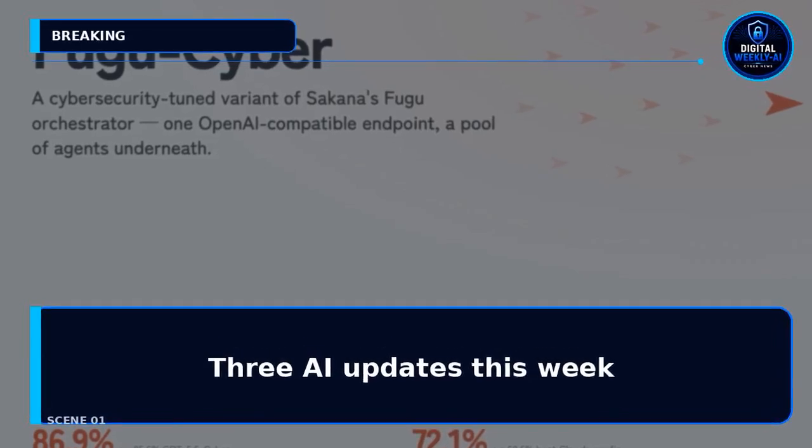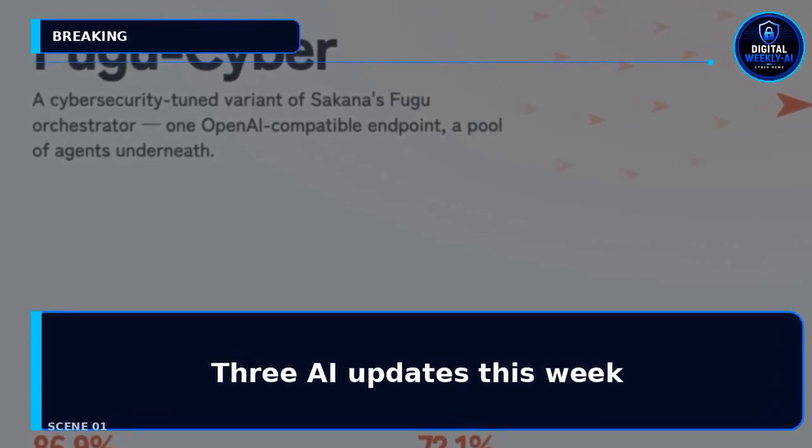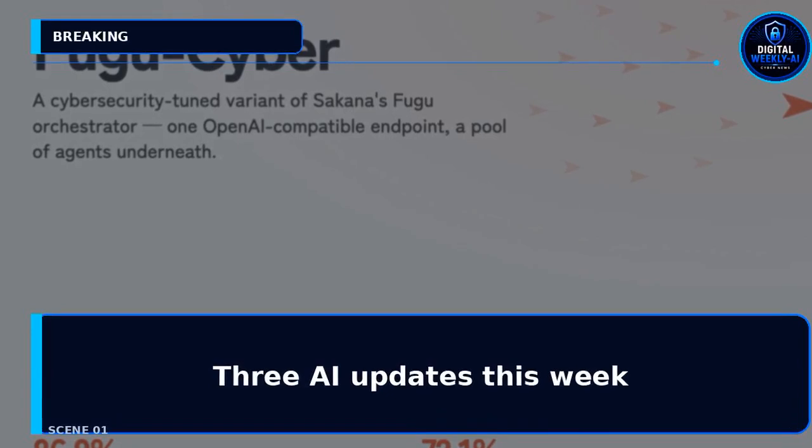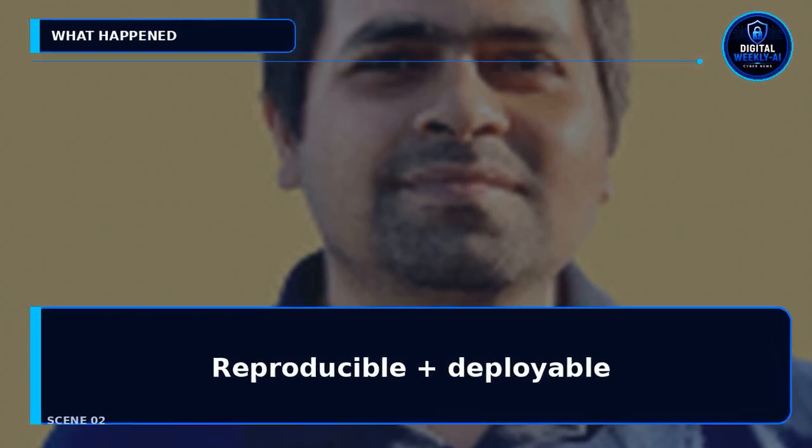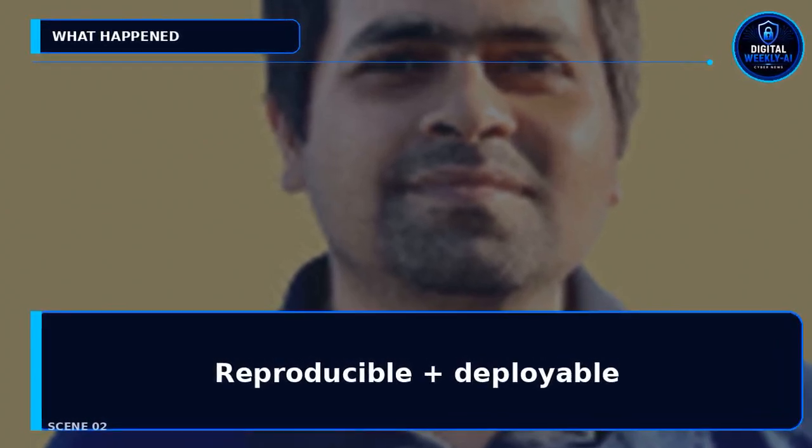3 developer-focused AI updates landed this week. Sakana released Fugu Cyber, a security-specialized endpoint with published benchmarks. Reactor published OpenDreamer, a JAX Flax Dreamer 4 reproduction and training recipe. TileLang published a tutorial on tensor core kernels and autotuning. All 3 updates reduce friction between research and deployment.